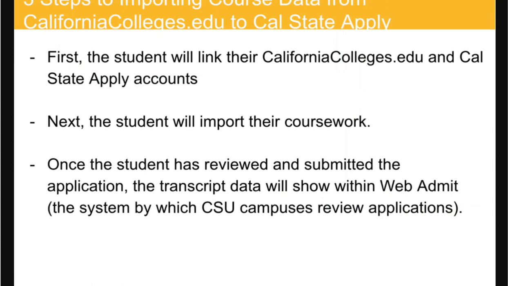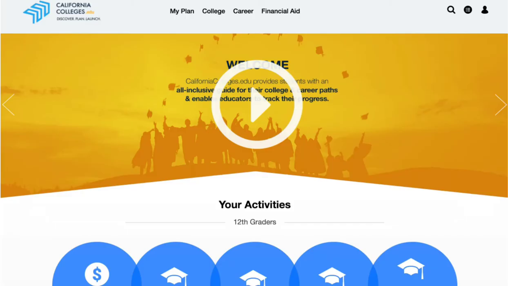First, the student will link their accounts. Next, the student will import their coursework. And then finally, once the student has reviewed and submitted the application, the transcript data will show within WebAdmin, which is the system by which CSU campuses review applications. We will briefly demo all this functionality using some sample student and course data.